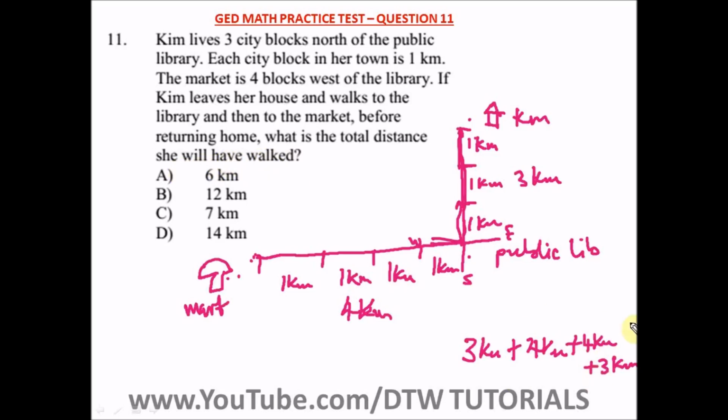So we have to add up all these distances to get the total. 3 plus 4 is 7. 7 plus 4 is 11, and 11 plus 3 is 14. So her total distance walked is 14 kilometers, and our right option here is option D.